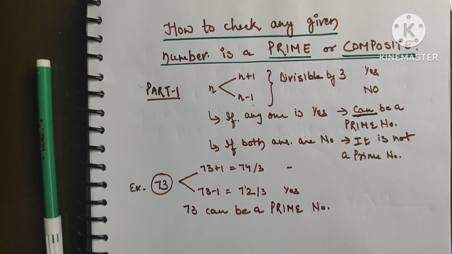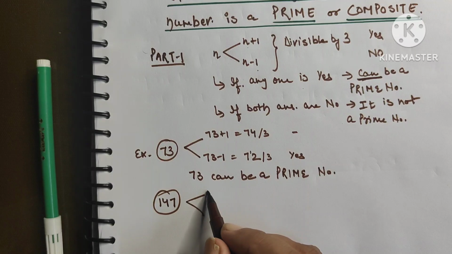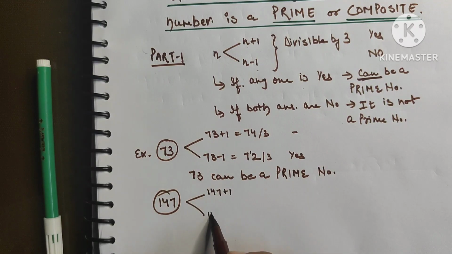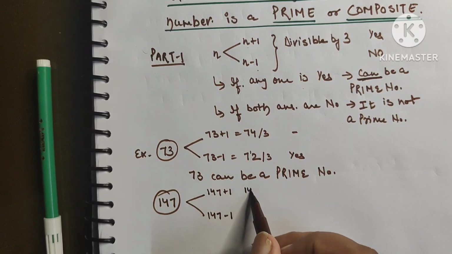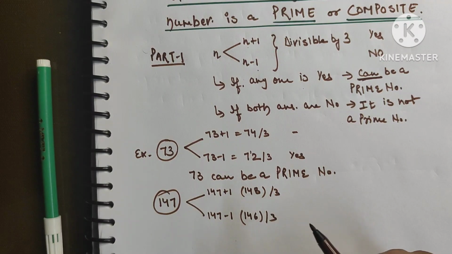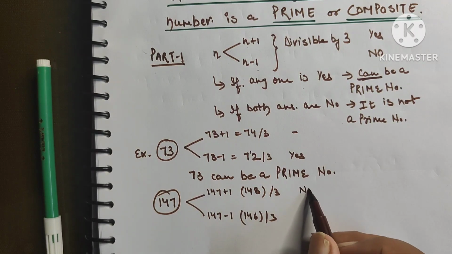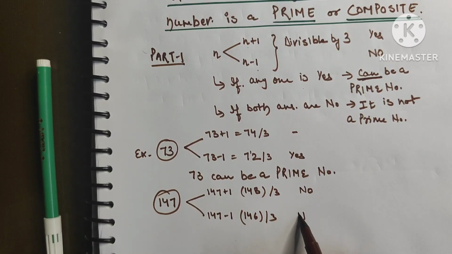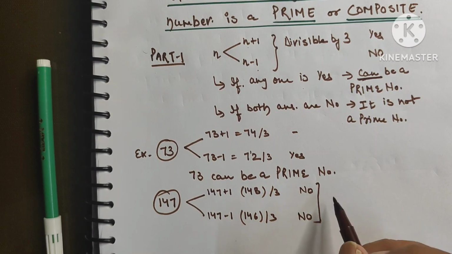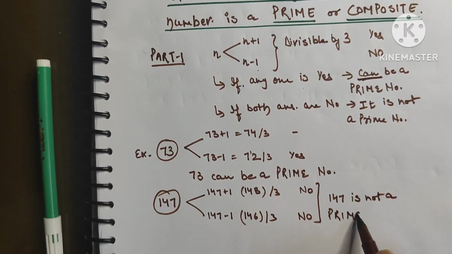Fine. Another example, let's say 147. If you want to check 147, the simple way is 147 plus 1 and 147 minus 1. So it is 148 and 146. Now you check both by 3. The divisibility of 3 you all know, children: add all the digits and check by 3. So 1 plus 4 plus 8 is 13, it is a no. And 1 plus 4 plus 6 is 11, so it is also a no. In both cases we got no. So that means 147 is not a prime number, or we can say it is a composite number.